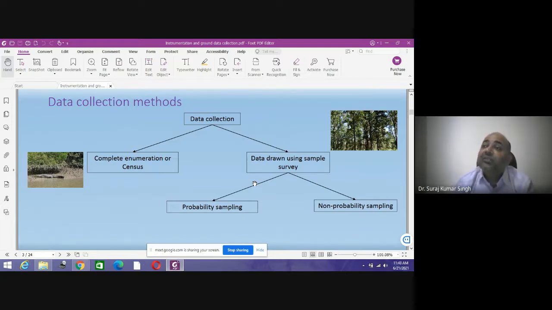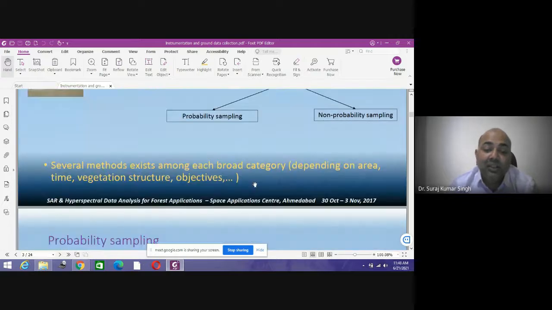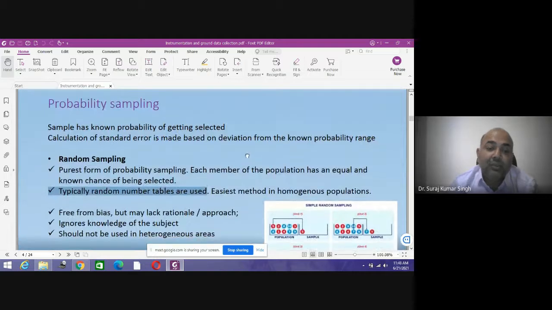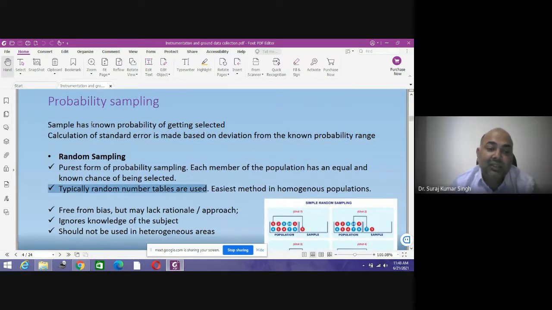So you can classify the sampling through which you'll be doing the survey into probability sampling and non-probability sampling. So we'll study in detail what you mean by probability sampling. Probability samples are samples having a known probability of getting selected, meaning calculation of standard error is based on deviation from the known probability range. The most common is random sampling.